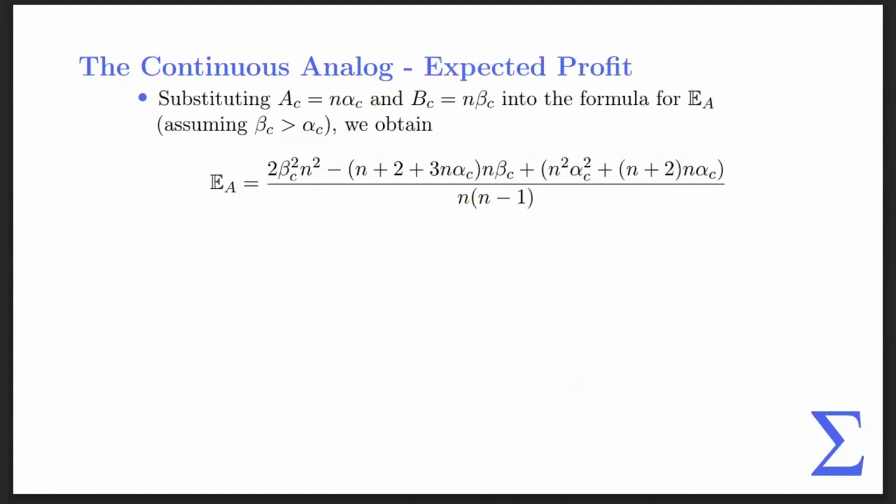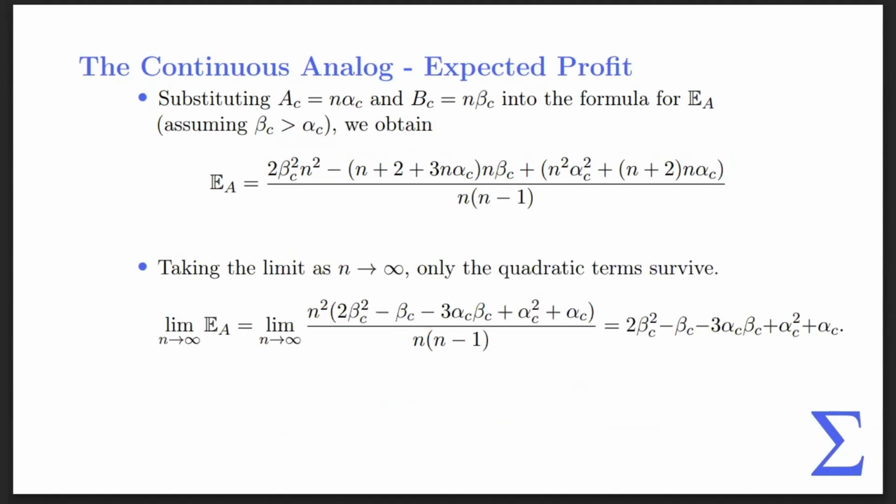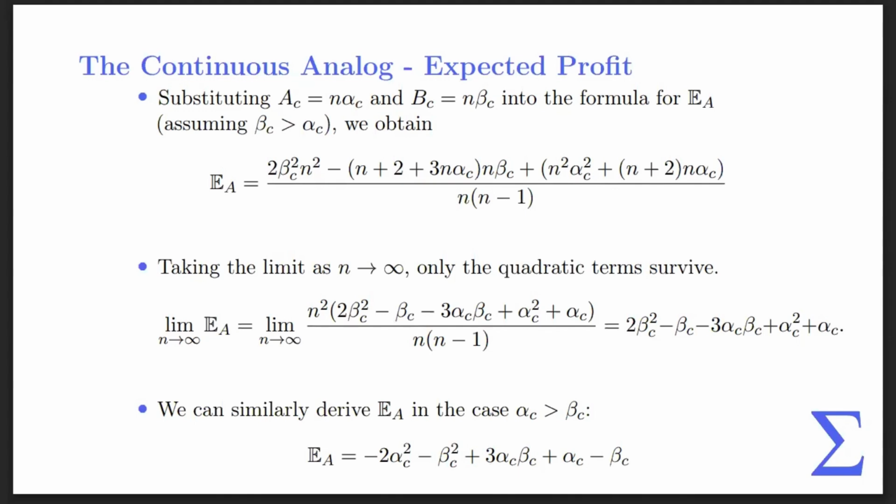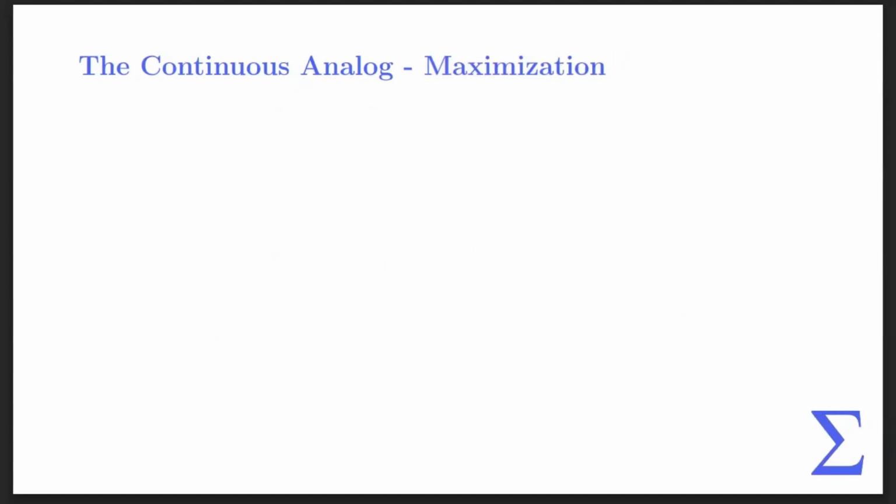Now what we can do is substitute these expressions into our formula for our expected profit. We can derive a new expression for expected profit that's not in terms of n, but essentially considers the limit as n goes to infinity. When we plug these back in and take the limit as n goes to infinity, we only care about the quadratic terms in the numerator. So we end up with this expression here for the expected profit for beta greater than alpha, which is just b greater than a. And in the case alpha is greater than beta, it's essentially the same thing as before. Any questions? Okay.